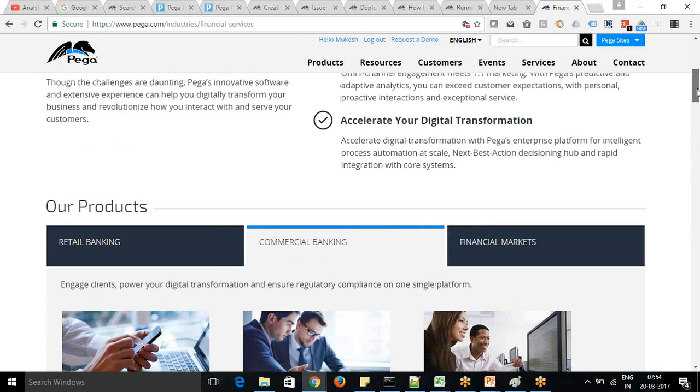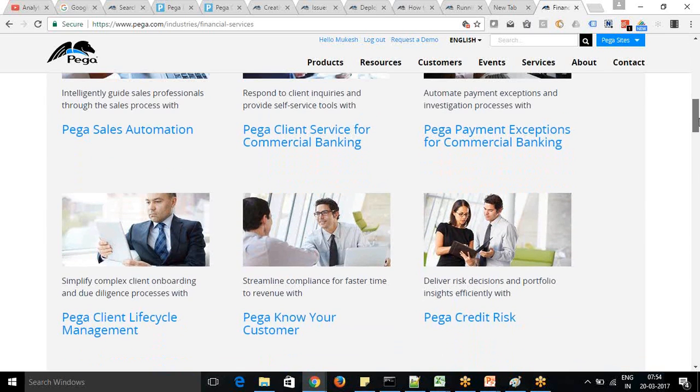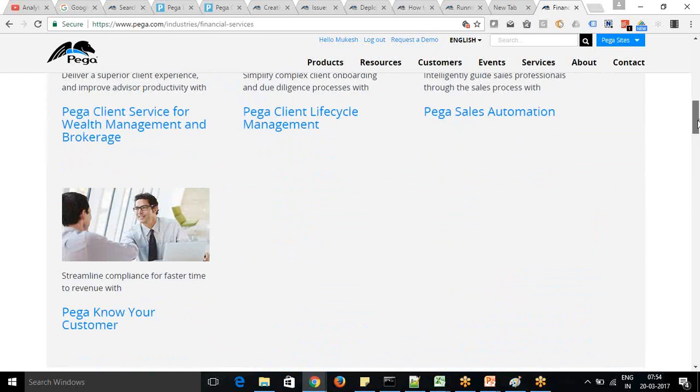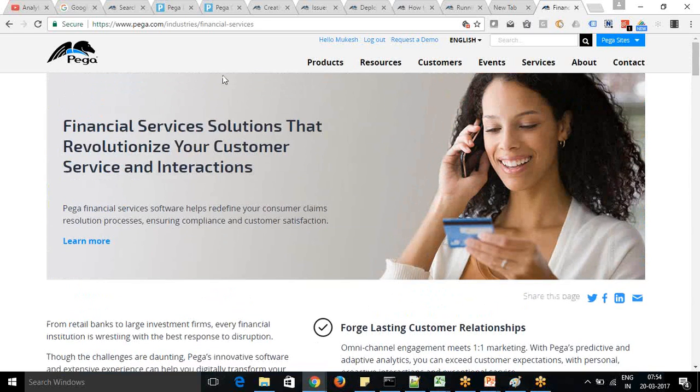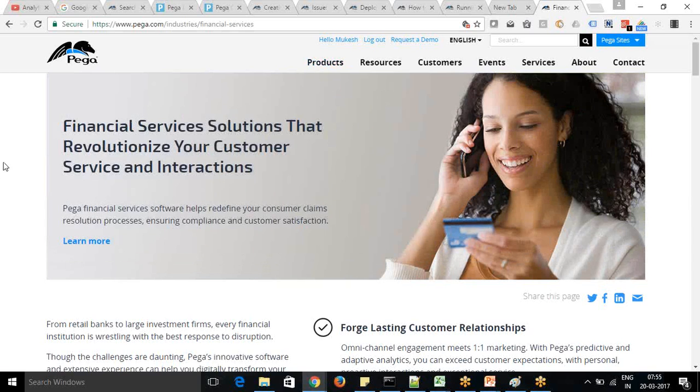For commercial, again they have more products: commercial banking, credit risk, payment acceptance, and the financial market, again with some more products within them. So these are the different products. Normally we start with the base product, that is the Pega 7 platform, and on top of it many companies go for frameworks. Depending on the framework they need, they can choose some from this industry-wise list. For this, they need to buy it separately and tailor it based on their requirements.